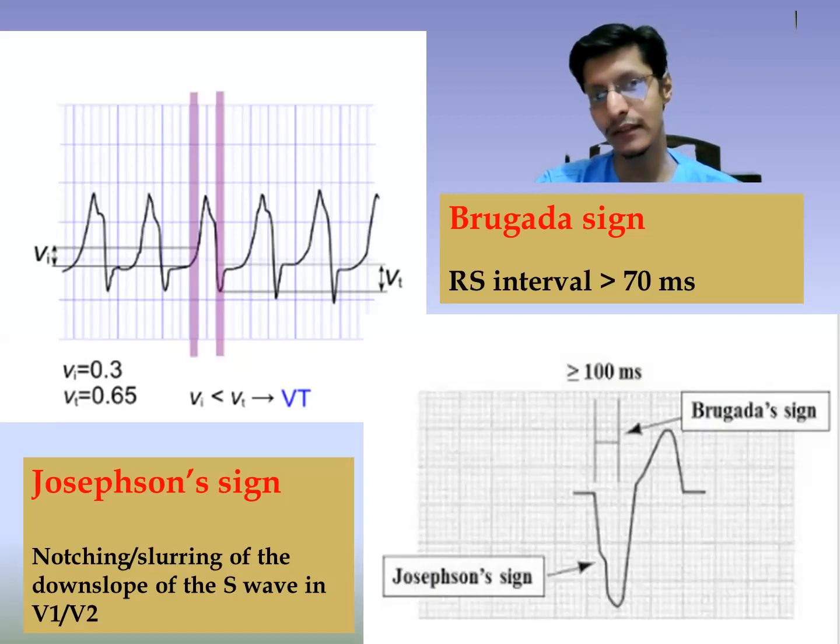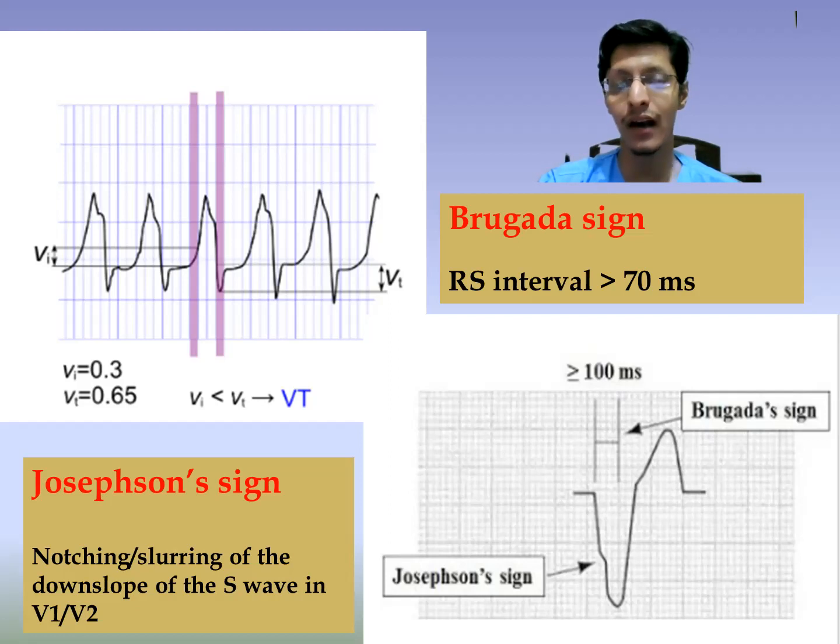Okay, fine. Now let's move one step further. The first wave in the QRS is known as the R wave, and the second wave is called the S wave. So there's an R wave and then there's an S wave. What is the interval of the RS? The RS interval is more than 70 milliseconds. This is known as Brugada sign.